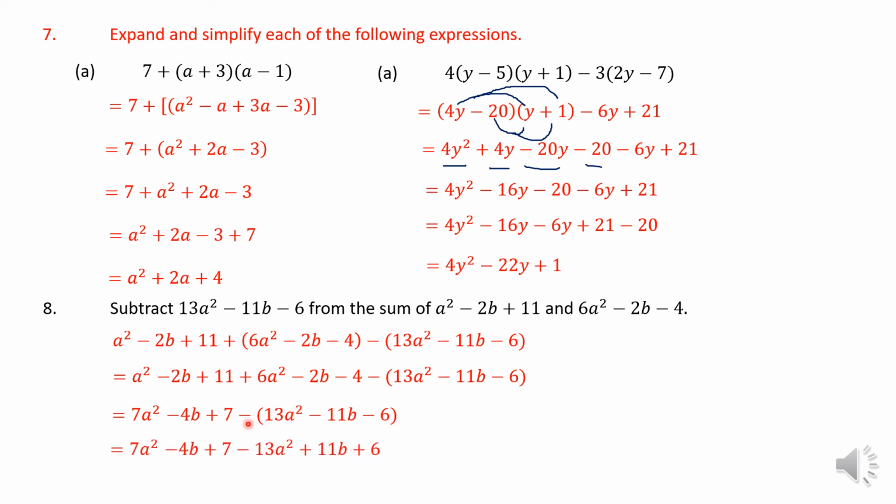So brackets are there. Now I'm going to remove the brackets. When I remove the bracket, it's going to change the signs there. So pause, have a look at how I got to this. Eventually, finally, I'm going to have 7a squared minus 13a squared, get all the like terms together, and all the b's and all the numbers. So my final answer is minus 6a squared plus 7b plus 13.